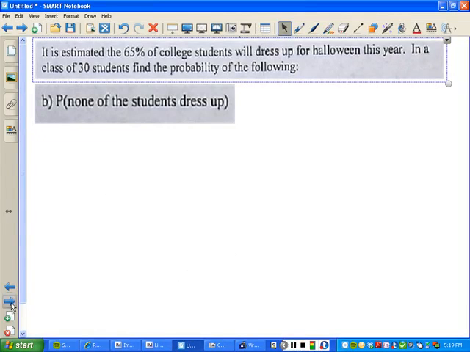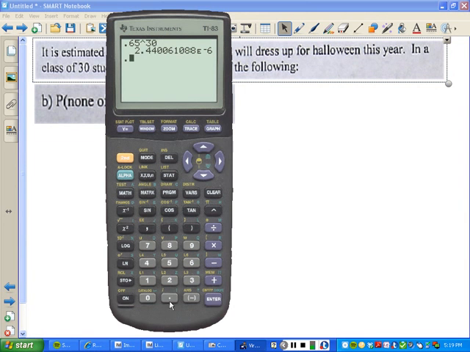What's the probability that none of them dress up? Well, that's 0.35 raised to the 30th. Now, one of the questions I get all the time is, well, how do you get 0.35? Again, if 65% are going to dress up, then the remaining percentage will not, because this is binomial, right? There's only two outcomes. Either you do or you don't. If 65% do, then the other 35% don't.